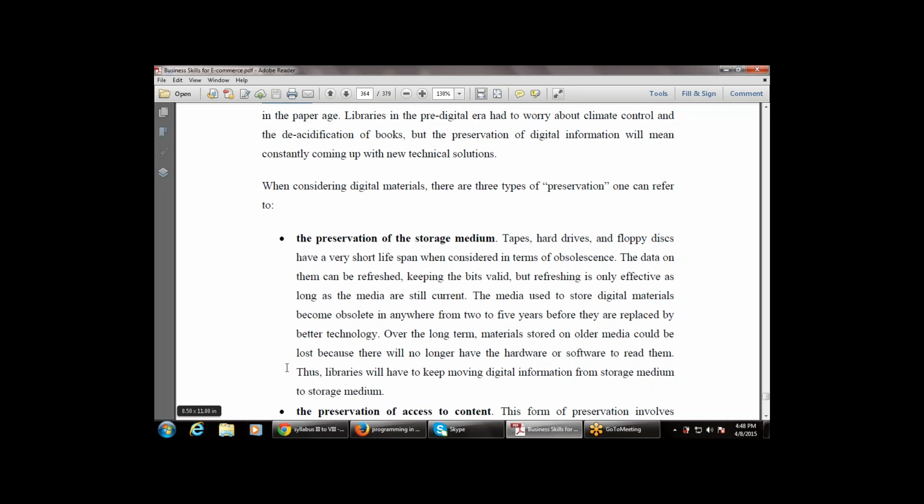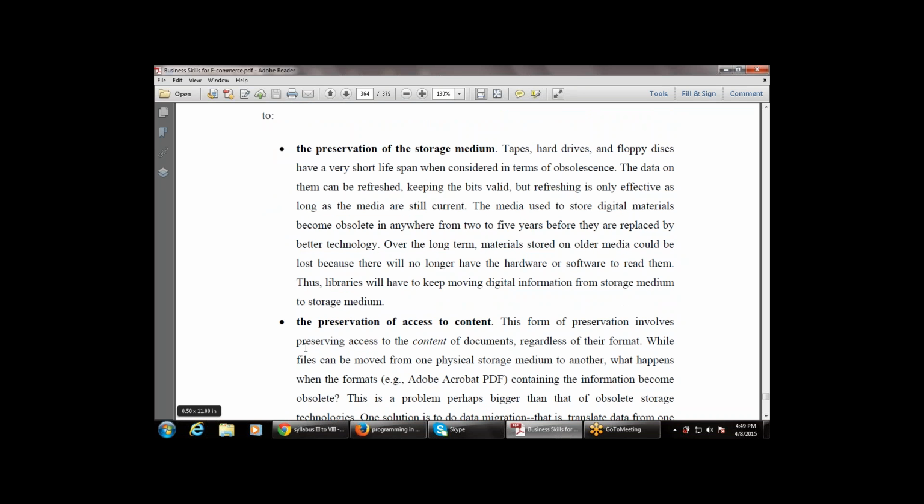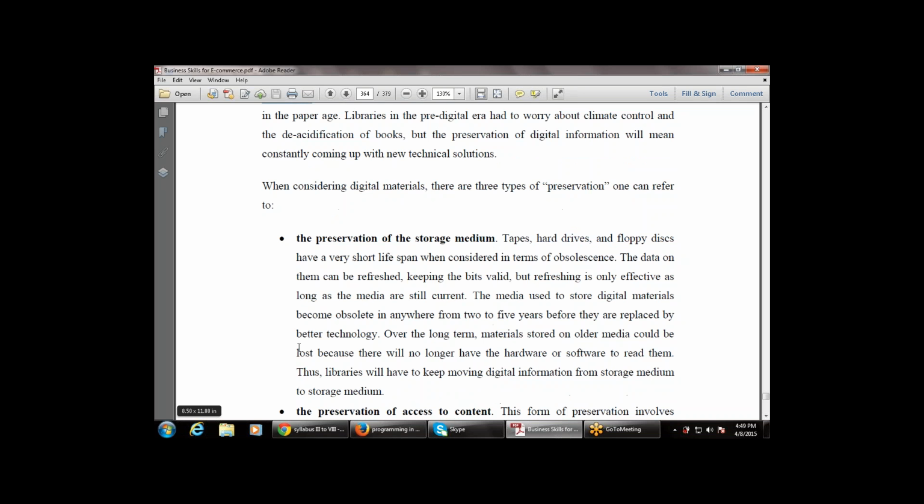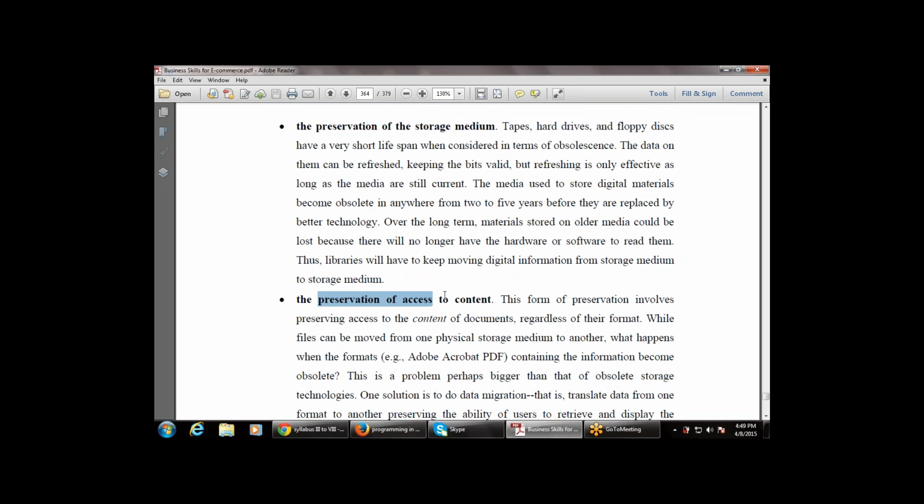Therefore, libraries will have to keep moving digital information from storage media to storage media. That is, the information is not kept at one point in the storage media; it has to be updated, replaced, and transformed from one medium to another. So storage media preservation is also one of the major issues considered in the digital library.